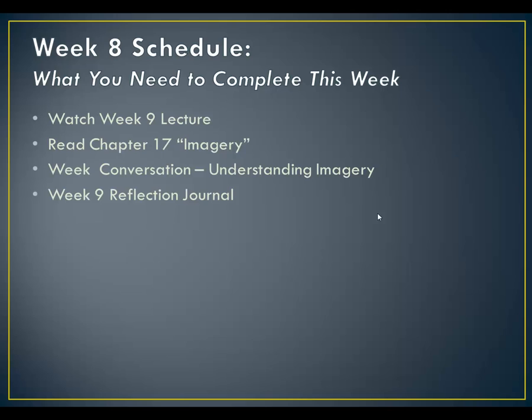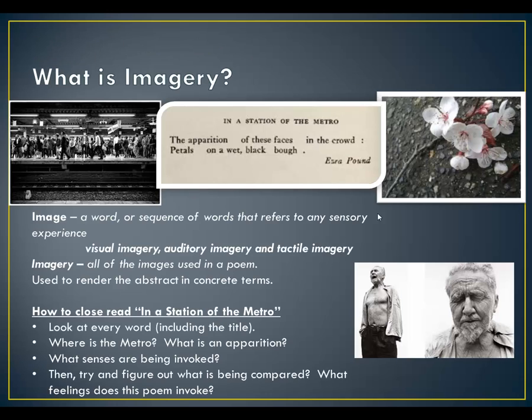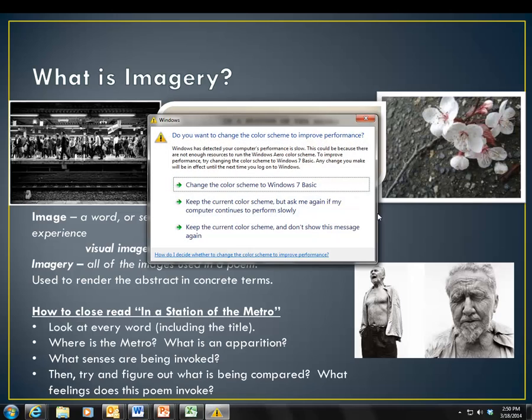for your reflection journal. So let's talk a little bit about what imagery is and how it's used in a poem. Some of you might remember this picture of Ezra Pound that was in our first week of the class. I used it as one of the example photos. Imagery is really one of the most important tools that's used in a poem. It's a word or sequence of words that refers to any sensory experience.